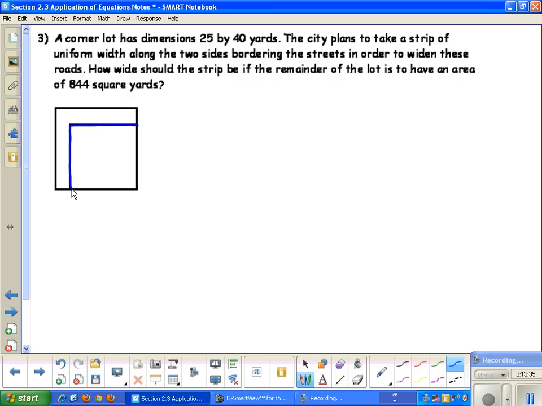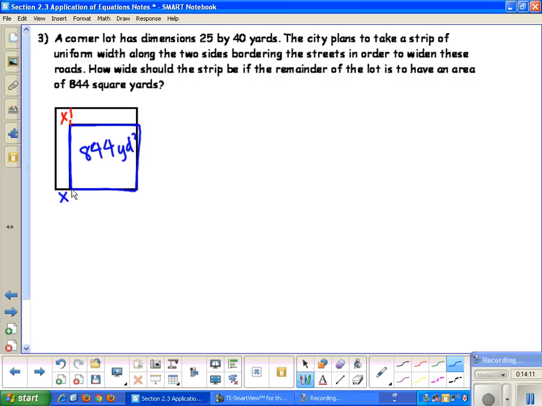So in this case, we want this smaller square now to have an area of 844 square yards. And for this, that means we're trying to figure out how much we should cut off to be able to do this. Now, that means that this length right here is going to be x that I'm cutting off, and the length here is also x. And how do I know they're both x? Because we're cutting the same length off.